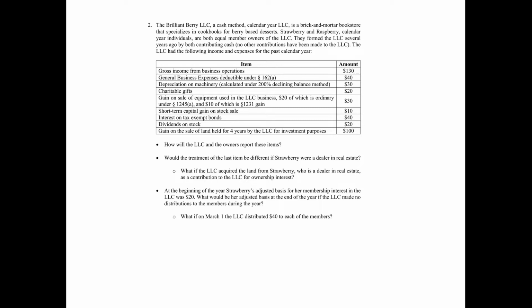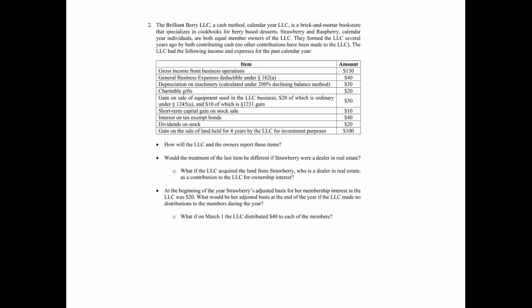The LLC had the following income and expenses for the past calendar year. You're given a list of items: gross income, general business expenses, depreciation on machinery, charitable gifts, Section 1231 gain, that part of it was recharacterized as Section 1245 ordinary income, short-term capital gain on stock sale, interest on tax-exempt bonds, dividends on stock, and gain on the sale of land held for 4 years by the LLC for investment purposes. And you're asked 3 major questions. There are some subparts on those.